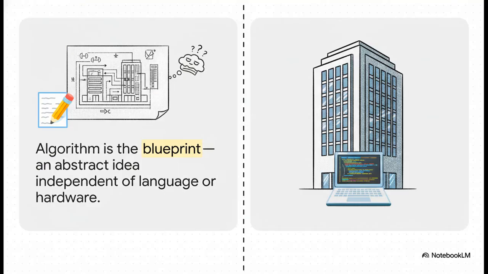And this brings us to a really, really important distinction that trips a lot of people up. An algorithm is not a program. Think about it. The algorithm is the blueprint. It's an abstract idea that doesn't care what programming language you use or what computer you're on. A program, on the other hand, is the actual building. It's the concrete thing you write in, say, Python or Java that runs on your specific hardware. We analyze the blueprint first to make sure the building is going to be strong and efficient before we even lay a single brick of code.